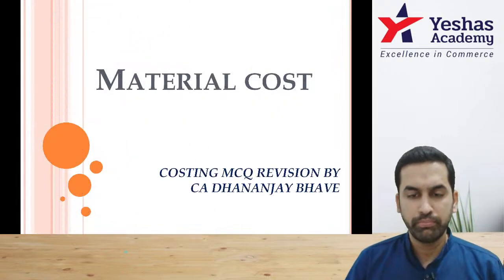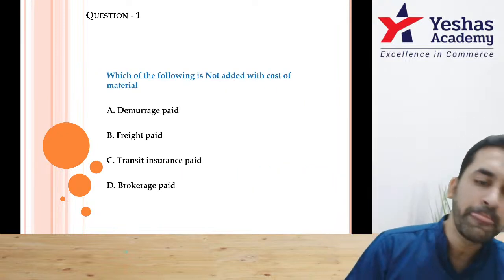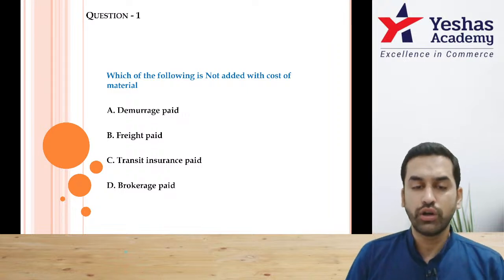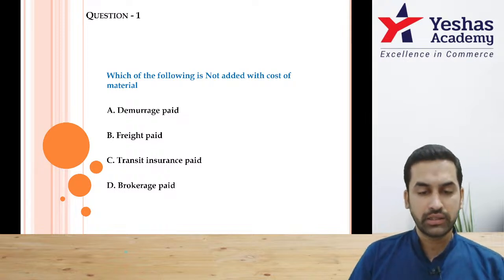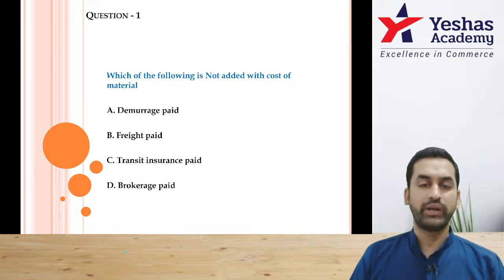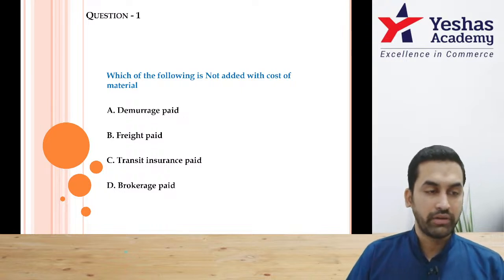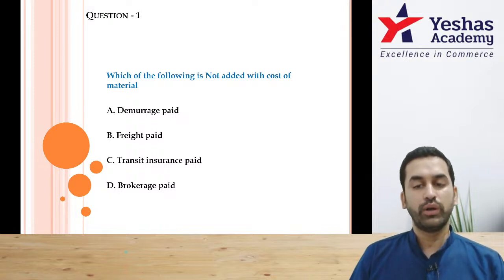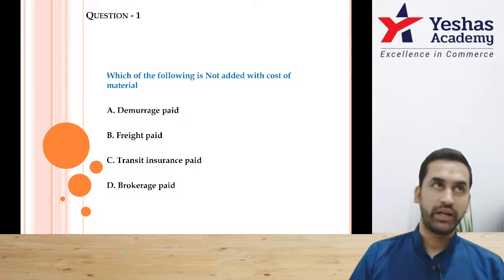Here we go. Material cost. Question number 1. Which of the following is not added to the cost of material? Demurrage charges, freight charges, transit insurance, brokerage paid. I want your answer in the chat box. Everybody, I want your answer in the chat box. Which of the following is not added to the cost of material? Freight, transit insurance, and brokerage.